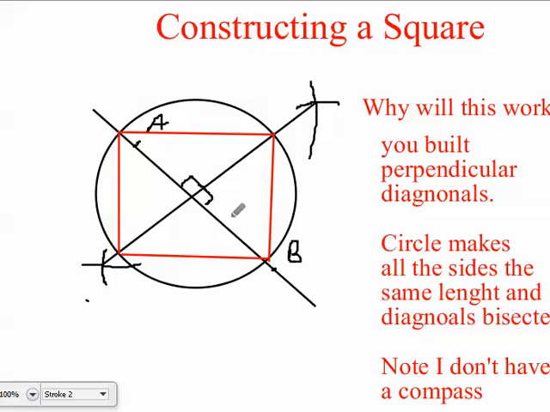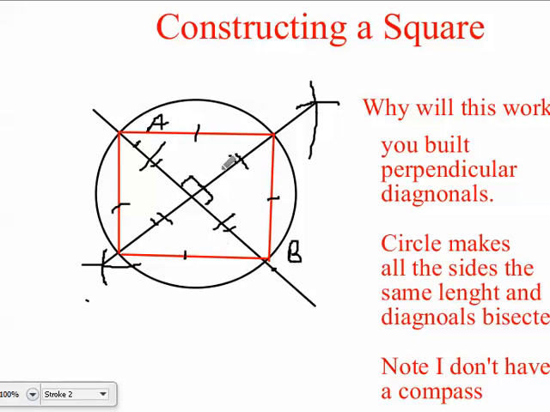You made a circle that makes all the sides the same length because they're going from these points here. It also made certain that these were bisected. Why? Because the distance across this way would be the same across the circle. And these would be the same. It made all those diagonal parts the same. Those are all properties of a square that you need to have. By doing this, you're guaranteed of getting a square.